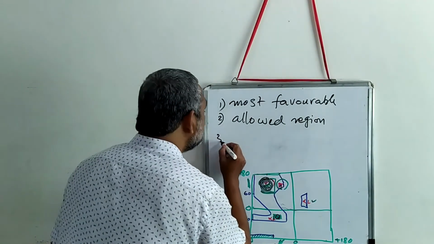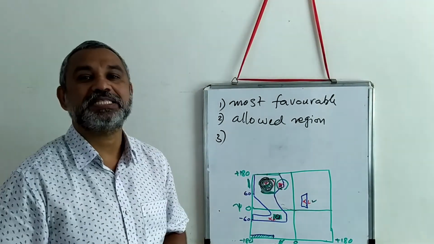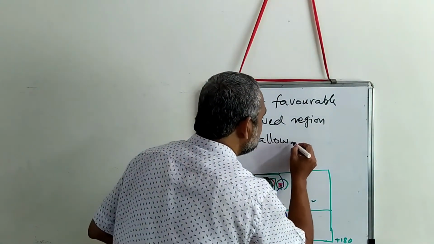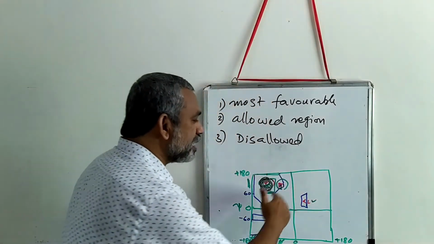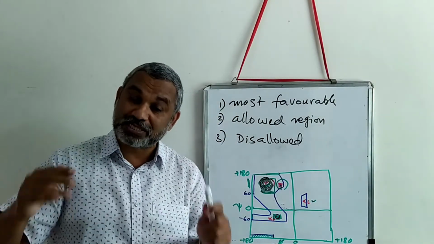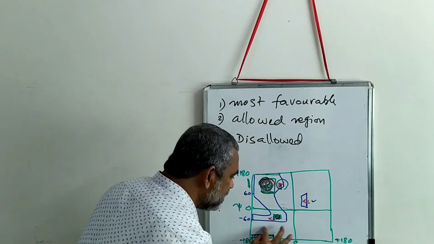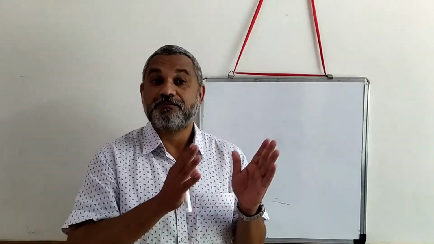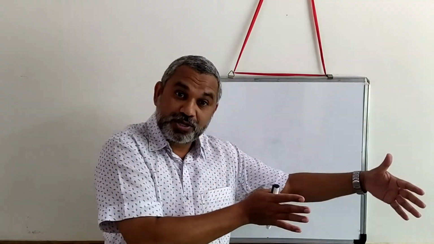And the third region in a Ramachandran plot is the not allowed or disallowed region. Disallowed regions are nothing but the entire white region that you see; all these white regions are the disallowed region. What we have done is we have grouped the values of phi and psi into allowed regions as well as into not allowed regions. That is what we have done in a Ramachandran plot.